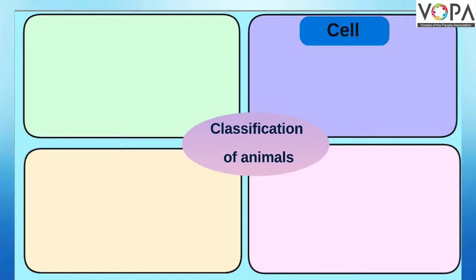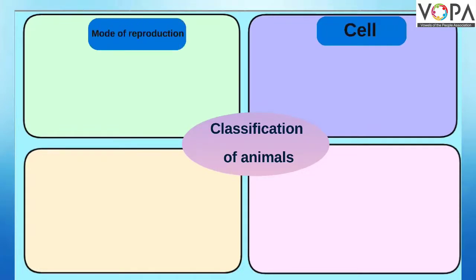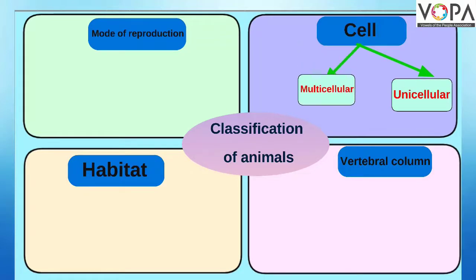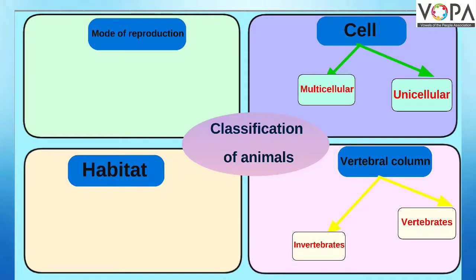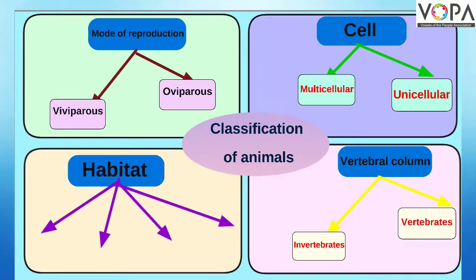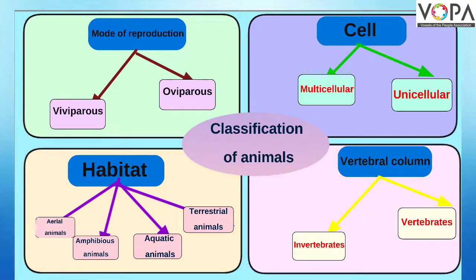So, today we have classified animals on the basis of cell, on the basis of mode of reproduction, on the basis of vertebral column, and on the basis of habitat. On the basis of cell, animals are classified into two classes: unicellular and multicellular. On the basis of vertebral column: vertebrates and invertebrates. On the basis of mode of reproduction: oviparous animals and viviparous animals. On the basis of habitat, animals are classified into four classes: terrestrial animals, aquatic animals, amphibious animals, and aerial animals.